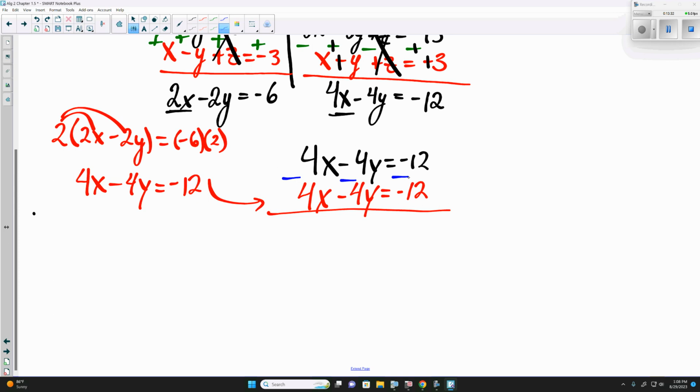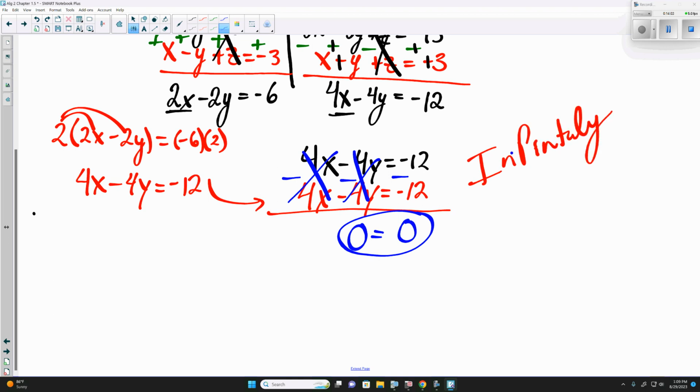At this point, we can subtract because we have the same sign, 4x and 4x. 4 minus 4 is 0. Negative 4y minus negative 4y is 0. Negative 12 minus negative 12. Is this a true statement? So the answer for this one is infinitely many. There's infinitely many solutions.